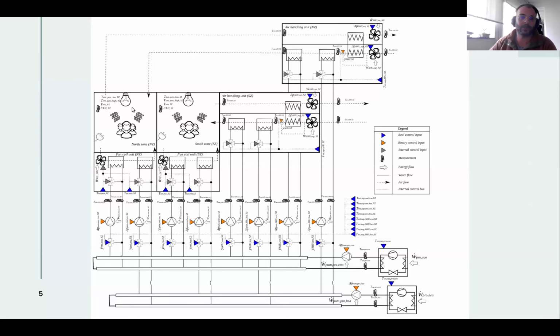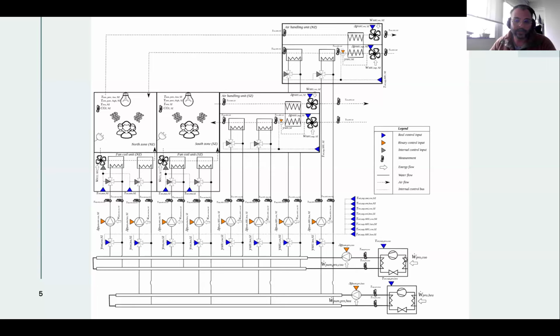There's the south space and the north space. It has its own set of fan coil units and its own dedicated air handling unit, which simplifies things. It allows you to even create an MPC for one of the spaces and leave the other space with the baseline controller if you want to simplify things and go step by step.